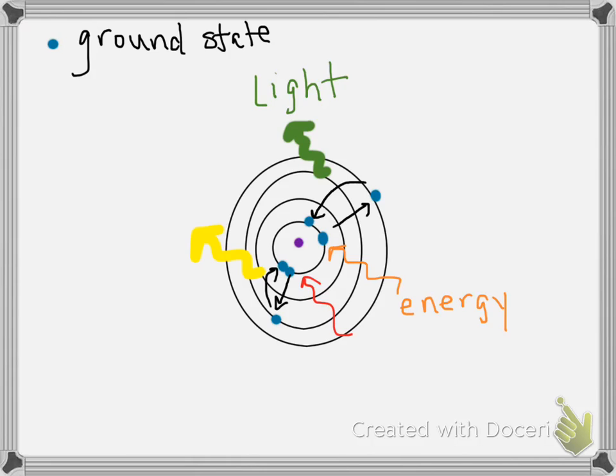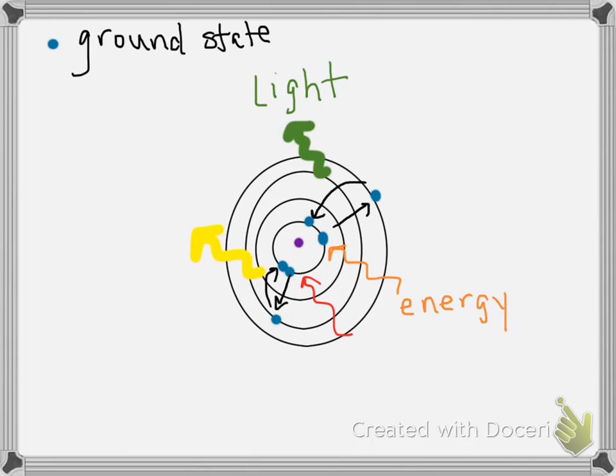Let's put it this way. If every different element has those energy levels, so those black rings are the energy levels, and those energy levels are spaced a little bit differently, that means that the electrons will have to absorb different amounts of energy, and they will release different amounts of energy when they fall back down to ground state. That's why copper shows green light. That's why strontium shows red light.